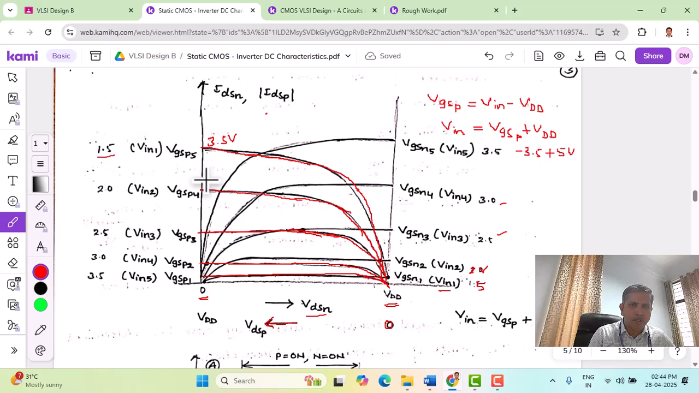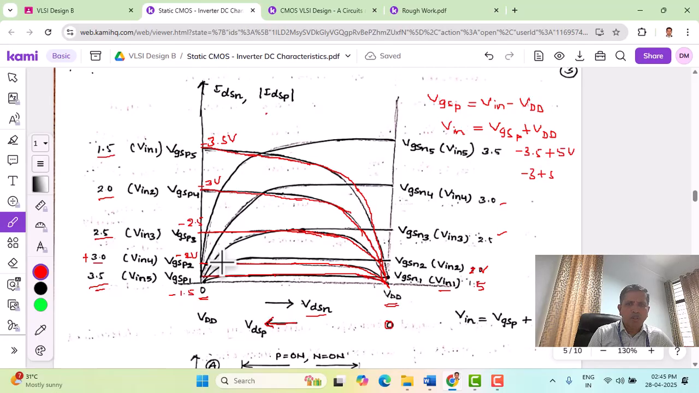Similarly, the earlier value of VGSP is minus 3 volts. Substituting here, minus 3 plus 5 gives you 2 volts. So we have here Vin 2 as 2 volts. Similarly, we have minus 2.5 as the earlier VGSP value, and that is converted to an input voltage of 2.5. Similarly, this is 3. Using this equation we can convert to the input voltage, and lastly we have VGSP as minus 1.5, which is equal to an input voltage of 3.5.